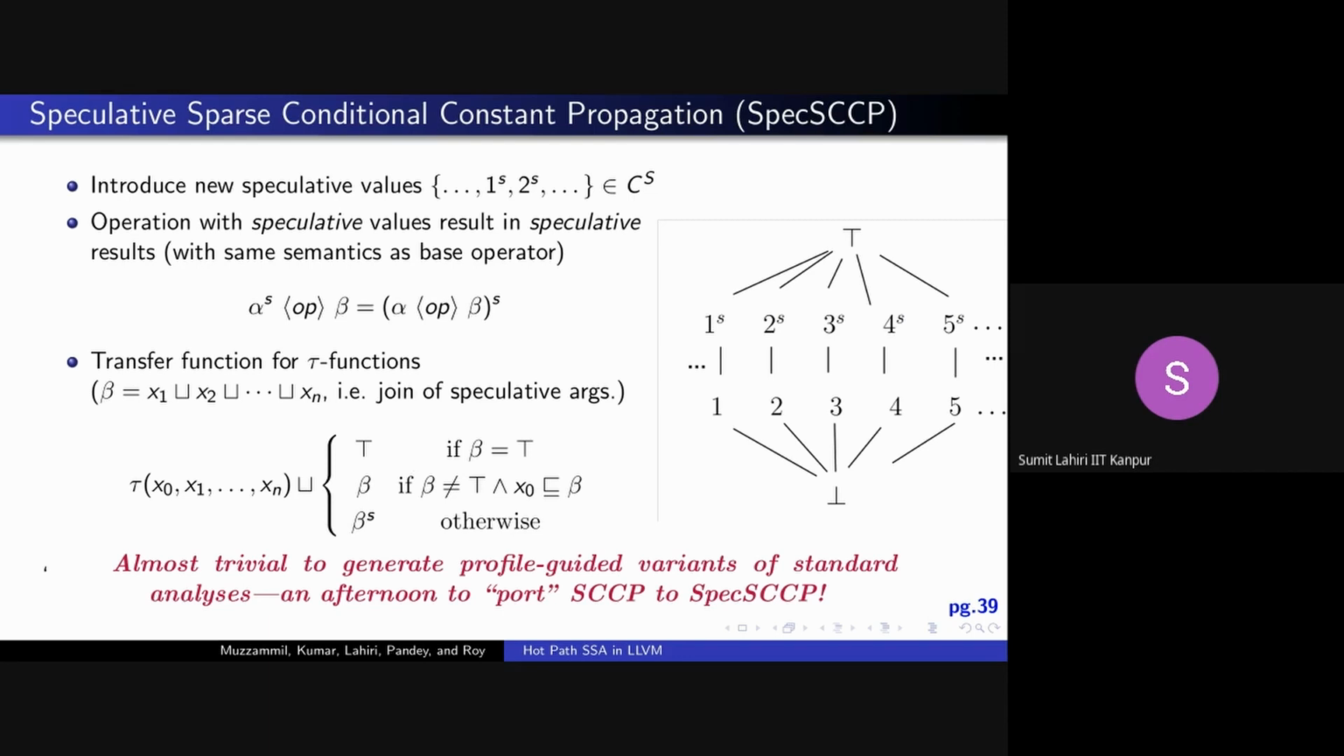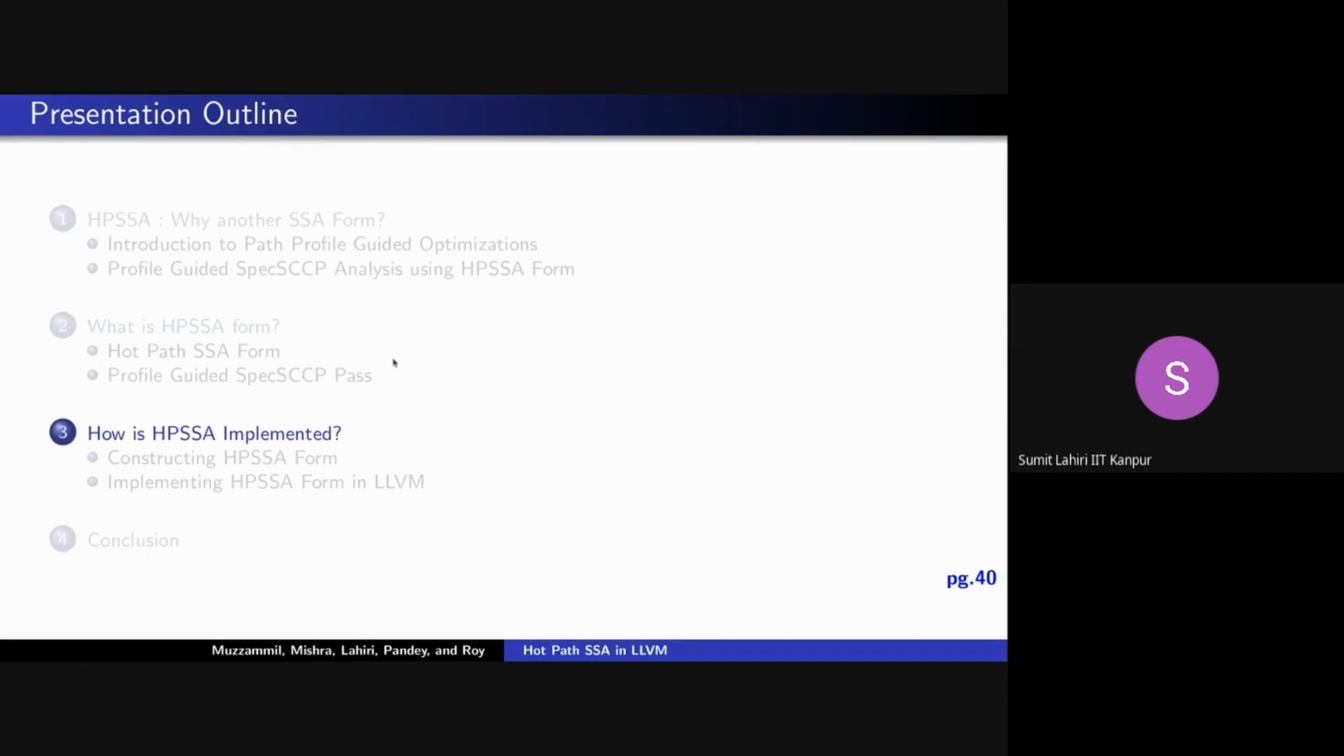All the speculative variants of your data flow analysis can be treated in a similar way. You just have to add these new lattice elements to your lattice, and you have to modify the join operation for the tau function. That's the thing that is required.